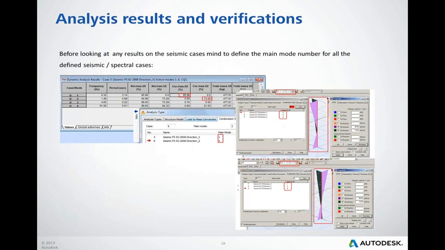To get correct result signs, it's required to set main modes on the combination sign tab of the analysis types window. Main mode should be determined by looking at the model results and selecting modes with the highest mass participation factor for each direction.